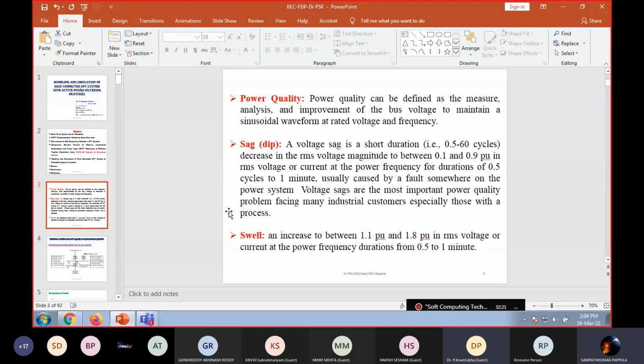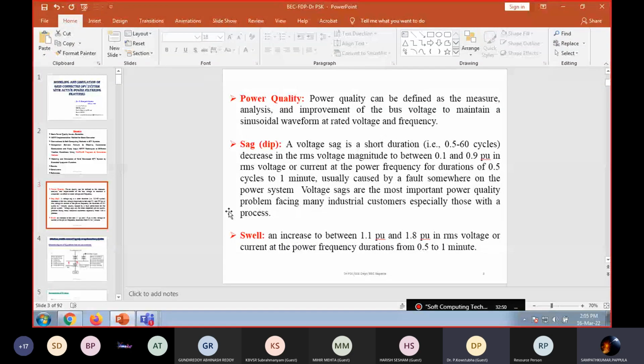Here in power quality issues, different power quality issues are there. Some disturbances and harmonics and sags, and such major problem is sags and swells. So to overcome these problems, we are using some compensating devices. Before going to discuss all those things, first of all you need to know what is a sag and what is a swell. So the sag is a voltage sag, a short duration.